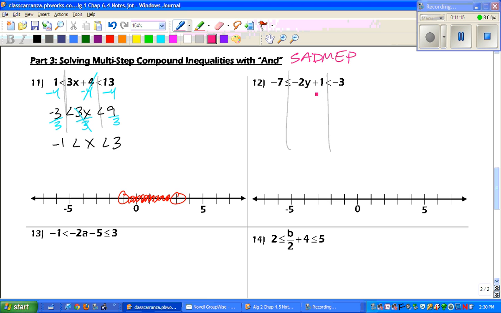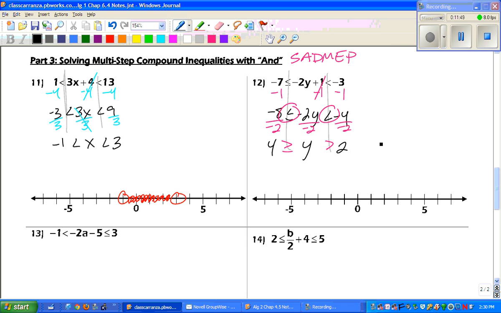All right, number 12. We get rid of the addition first by subtracting. Negative 8 less than or equal to negative 2y less than negative 4. To get the y by itself, we have to divide by negative 2. You just divided by a negative, so we flip the signs. And you get 4 and 2.